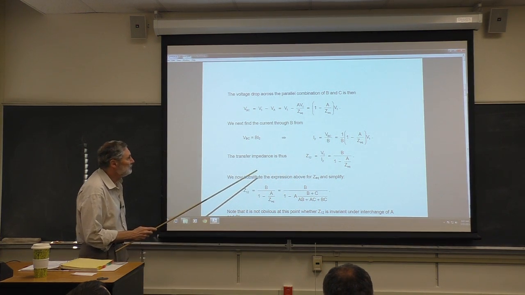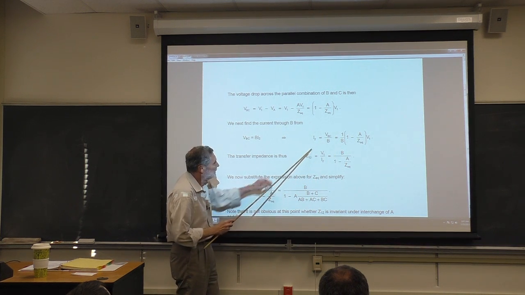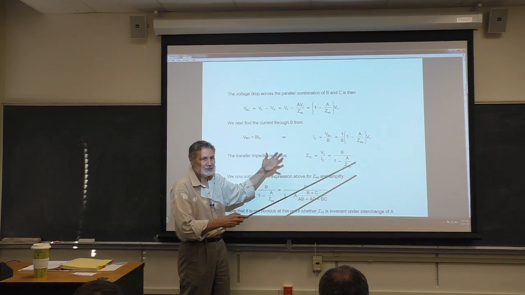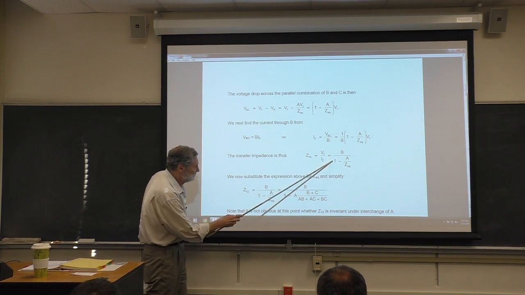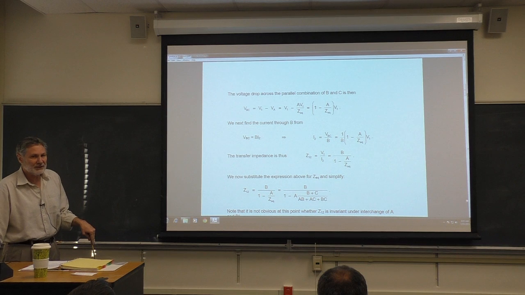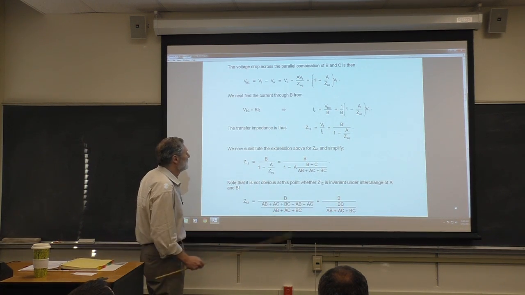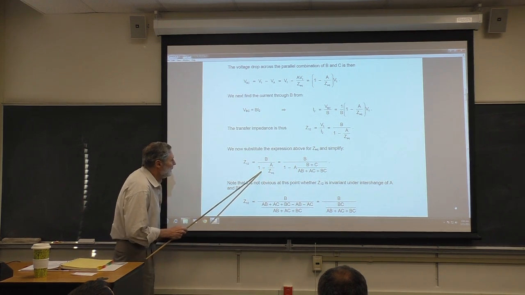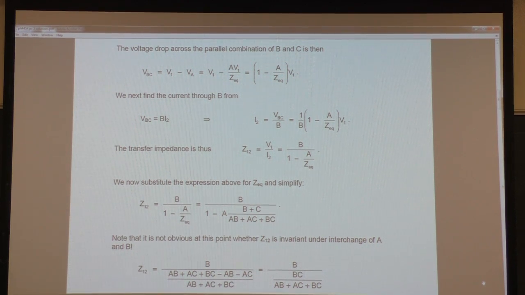The transfer impedance is the ratio I2 to V1. Okay, and you can see it doesn't involve any excitation here, any voltage or current, because it's a linear circuit. It just depends upon the impedances. And now finally we substitute ZEQ. I just rewrote this here. We substitute that and we get this, and that's what we have temporarily.